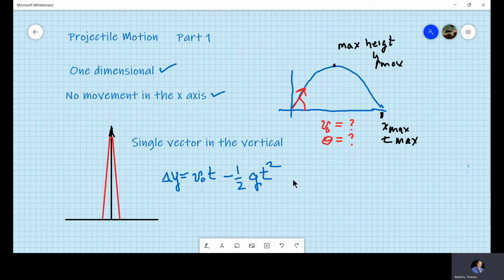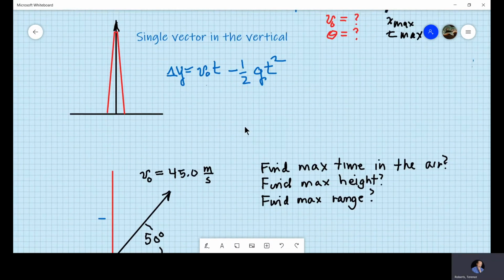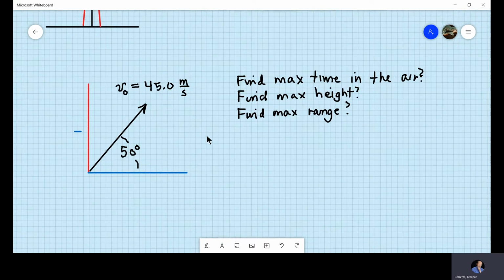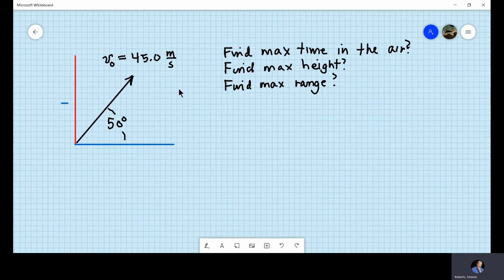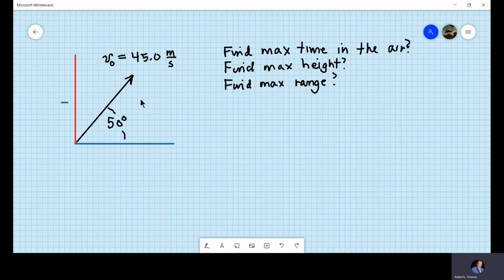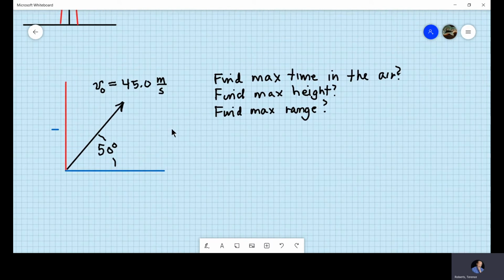So let's go on and look at a vector. Okay, so we have a vector here. It has the initial velocity of 45 meters per second, and it has a 50-degree trajectory. Okay. Now, one thing I just want to say here, if we look at any position, we have, of course, the parabola that's like this. So let's look at the parabola right around here.